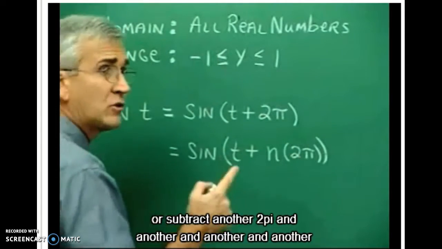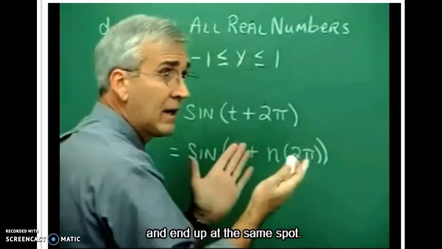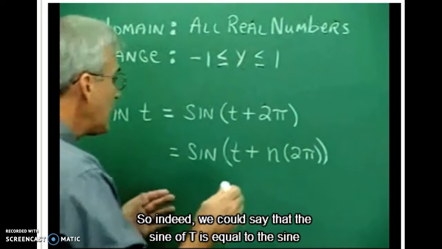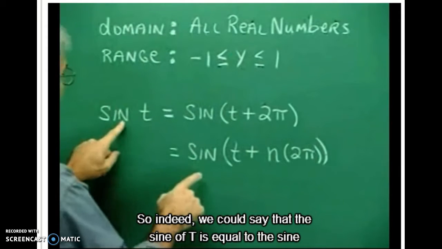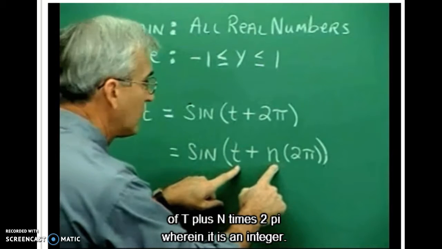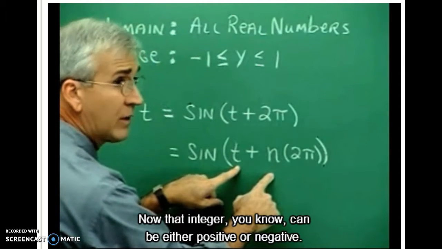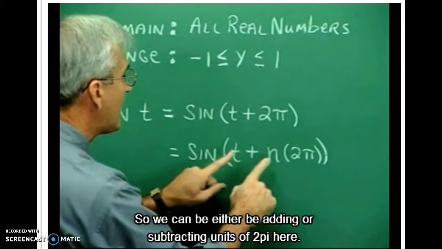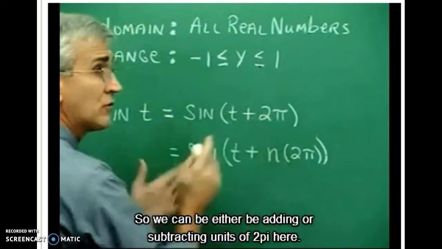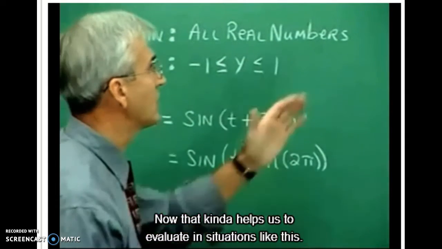Well, we could add or subtract another 2 pi, and another, and another, and end up at the same spot. So indeed, we could say that the sine of t is equal to the sine of t plus n times 2 pi, where n is an integer. Now that integer can be either positive or negative, so we can either be adding or subtracting units of 2 pi here.